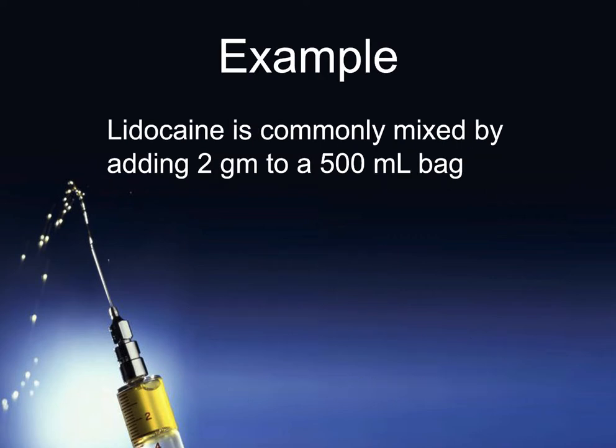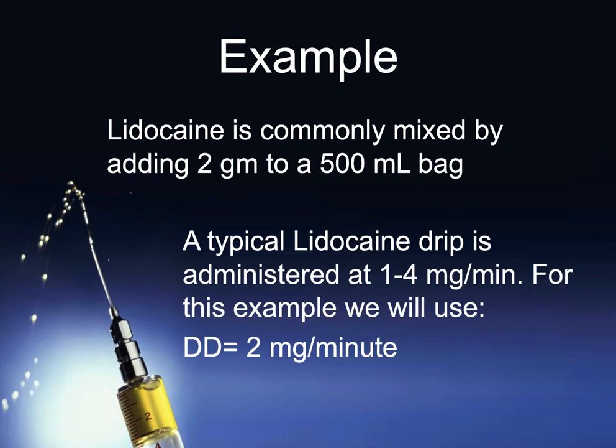So we'll go back to our lidocaine example. It's commonly mixed by adding 2 grams to 500 mils, and a typical lidocaine drip is administered at 1 to 4 milligrams per minute. So for this example, we will use 2. You can't deliver a range, so we have to start somewhere. I'm going to start at 2 milligrams per minute as our desired dose.